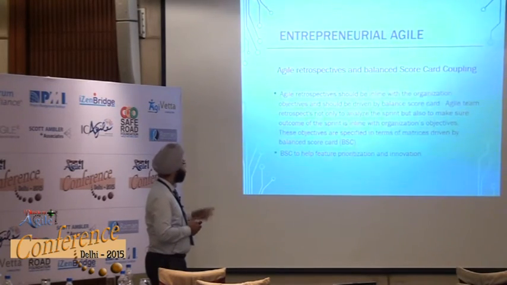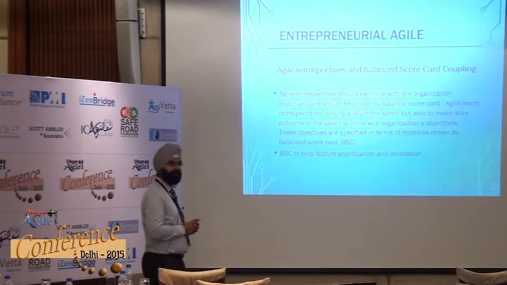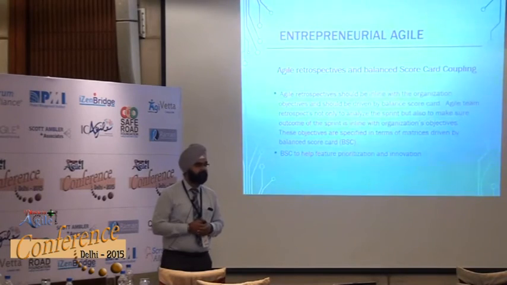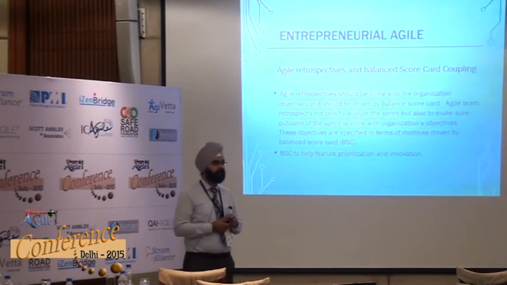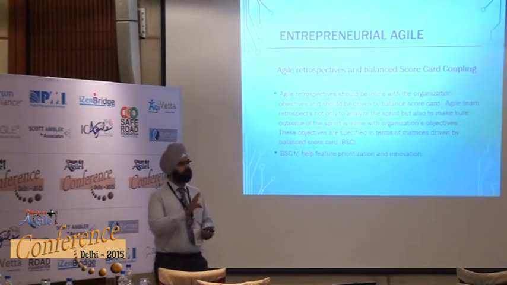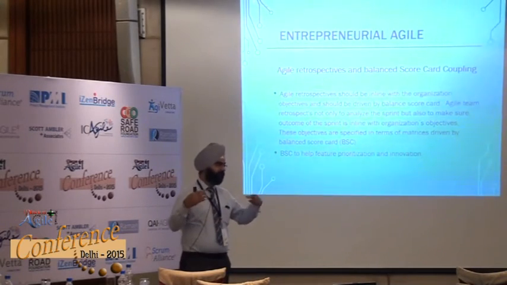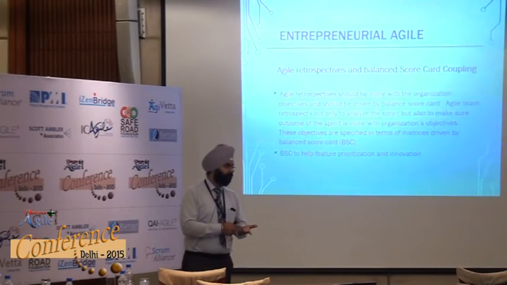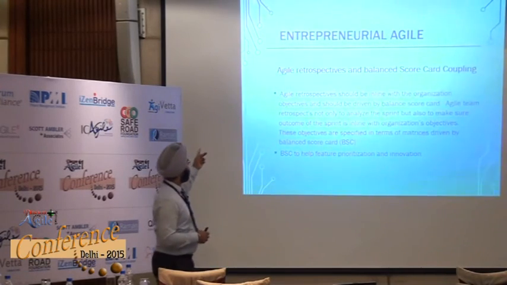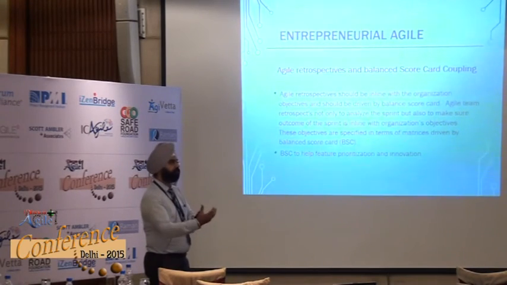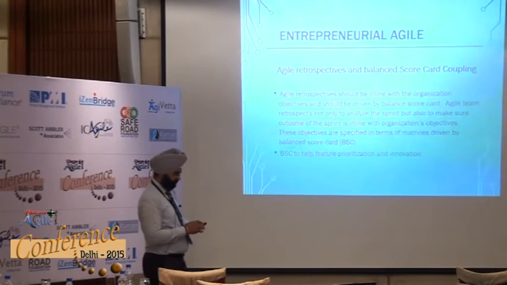Entrepreneurial Agile again. So balanced scorecard. Is anyone here aware of what a balanced scorecard is? Yes. What is that? Business metrics. So the balanced scorecard is the metrics defined by the management. Metrics could be of any area, from marketing to finance. So when we say agile retrospective, the agile retrospective should align to those metrics. Next.